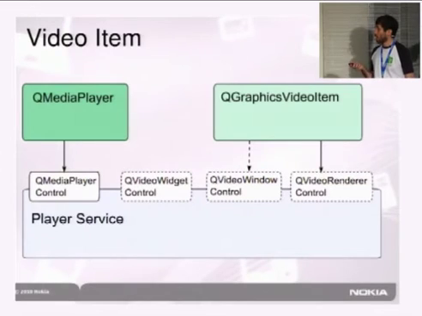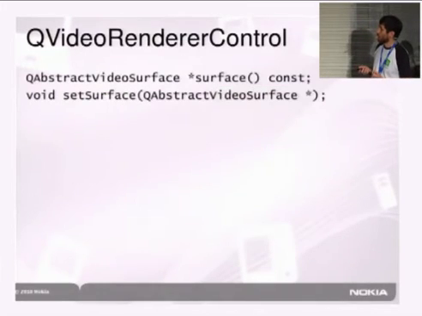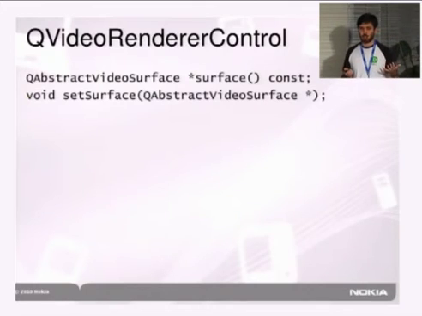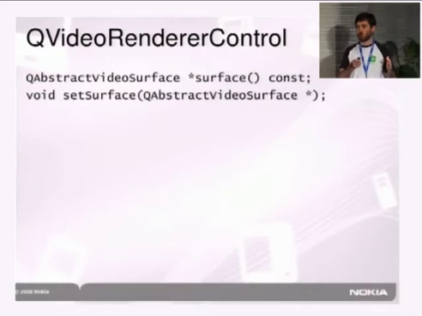And the main control used for the graphics view is the QVideoRendererControl. It also can be used by your application to receive video frames. Have a look at this control. It's very simple. All it provides is that it allows you to pass your video surface to the backend. It's this video surface from the low-level video classes I was talking about before.